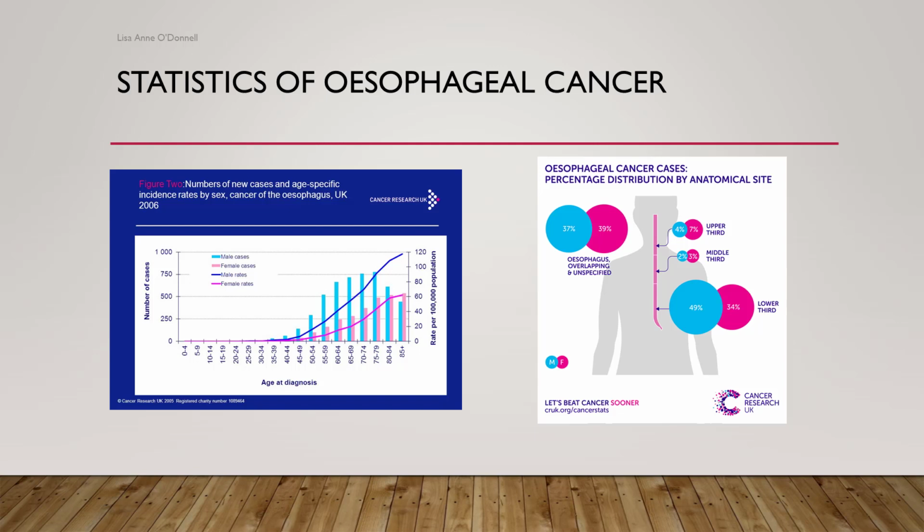Incidence rates for esophageal cancer in the UK are highest in people aged 85 to 89. Each year, around 4 in 10 of all new esophageal cancer cases in the UK are diagnosed in people aged 75 and over.